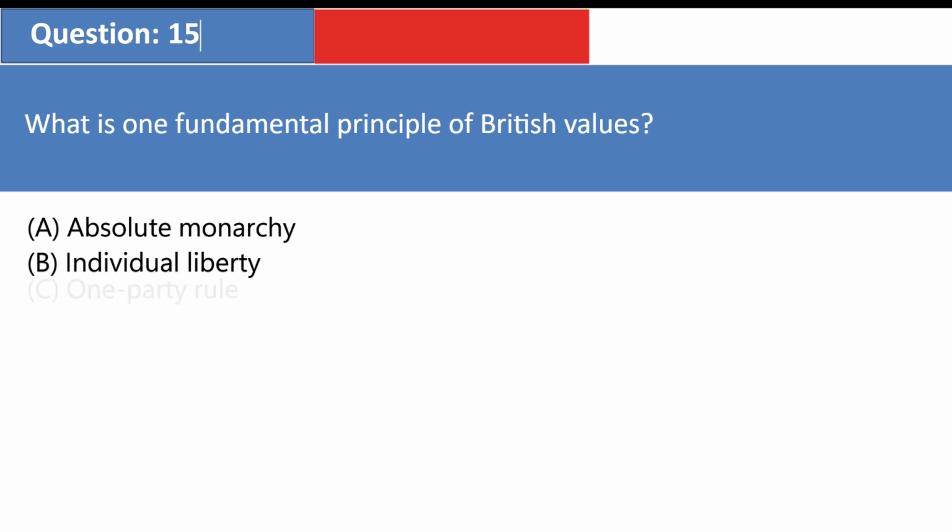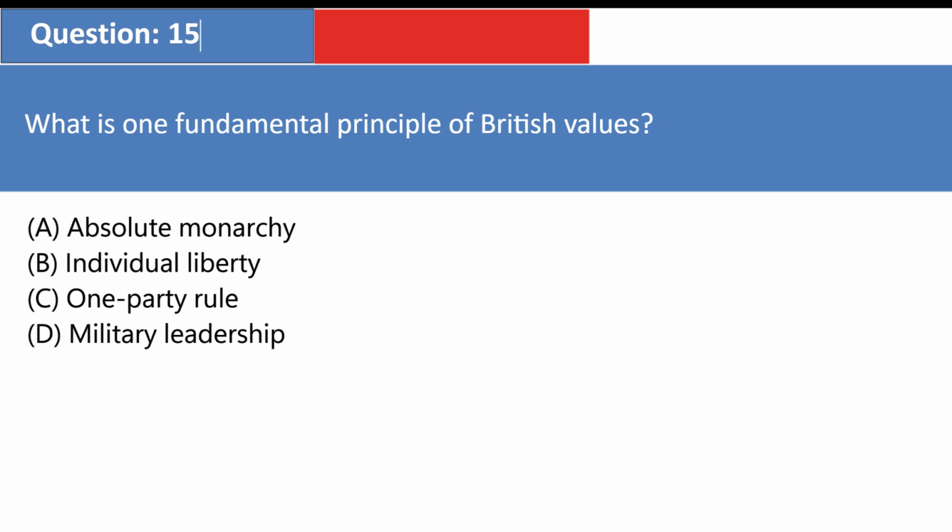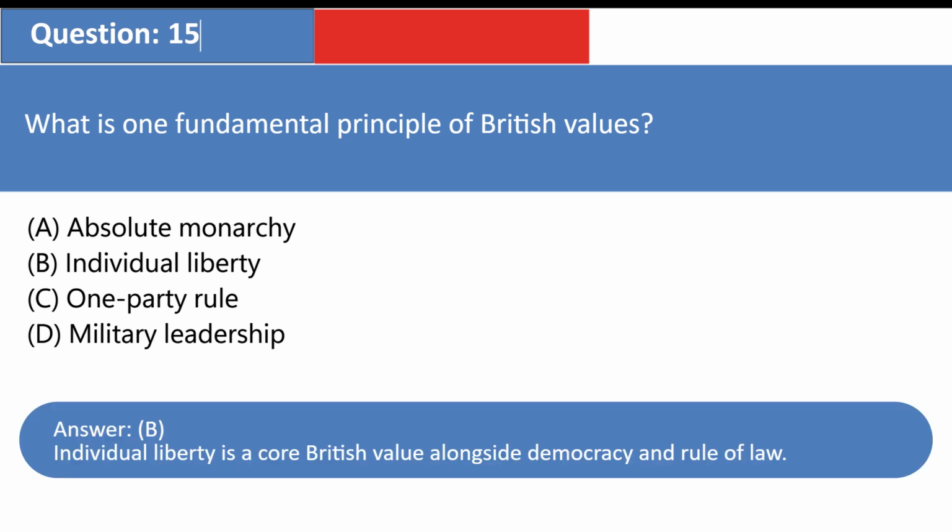What is one fundamental principle of British values? A. Absolute monarchy. B. Individual liberty. C. One-party rule. D. Military leadership. Answer: B. Individual liberty is a core British value alongside democracy and rule of law.